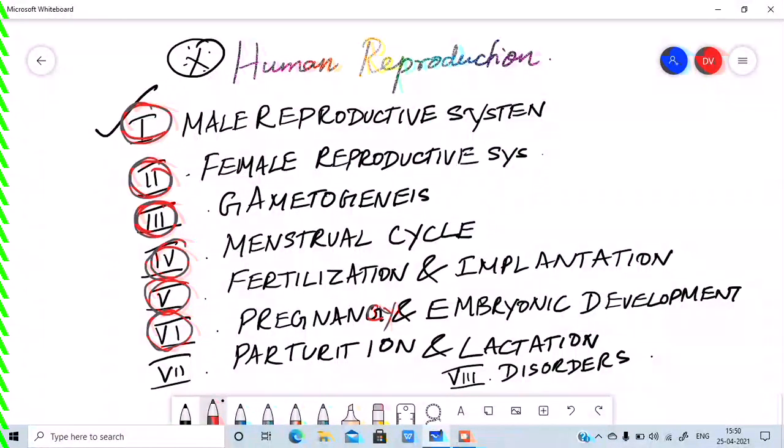Finally, you have one last session which deals with the disorders in the reproductive system. But as far as the disorders are concerned, whenever I teach you the respective systems, I'll also tell you the important ones to keep in mind there. Even so, in the last session we have a separate exclusive session where we'll be learning about the left out disorders. Alright guys, with that note, let us begin the session.